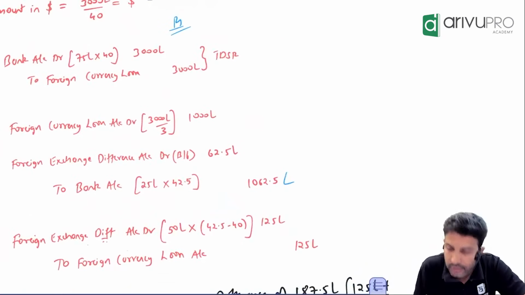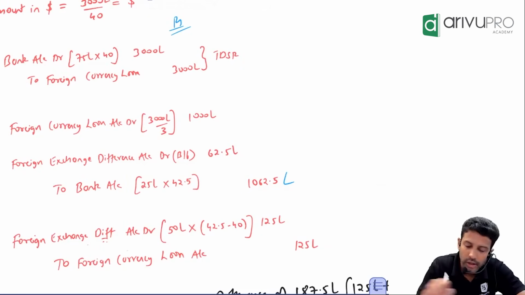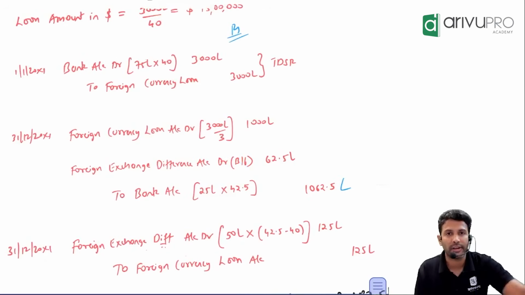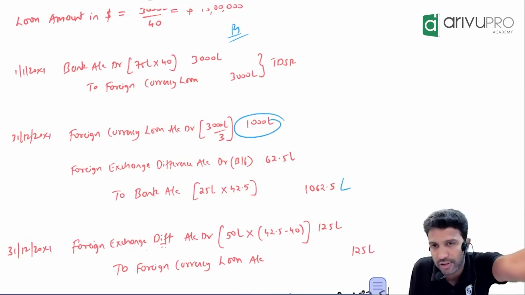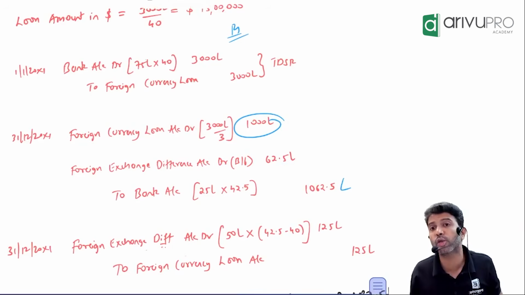1062.5 lakhs. This is okay. So you will credit the bank account by 1062.5 lakhs. Yes. Journal entry matching or difference? How much difference? 62.5. You thought you will pay 1,000 lakhs. Final payment came to 1062.5.